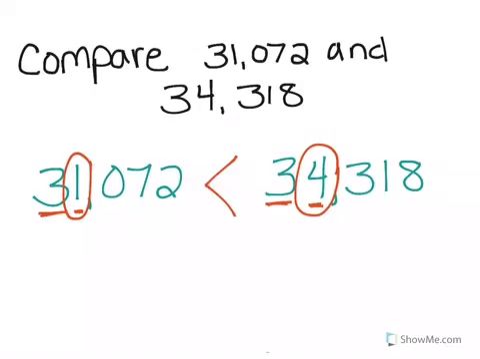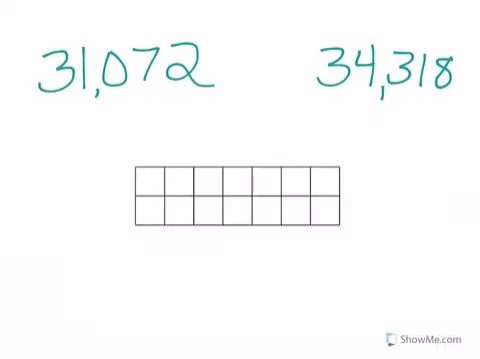Remember, I always draw my symbol to face the number that is larger. I think of this as a shark, and he's going to eat the bigger number. We can also use a grid to compare the two numbers. To do that, I'm just going to rewrite them in the boxes.